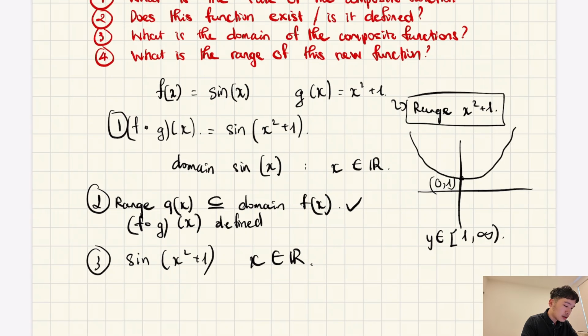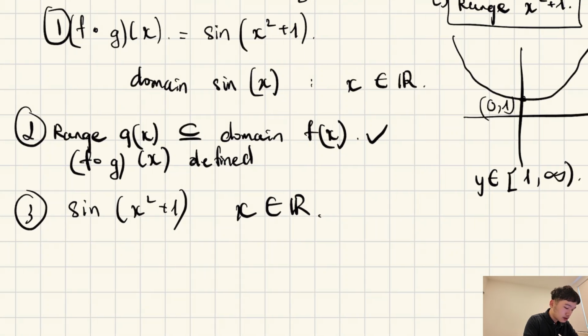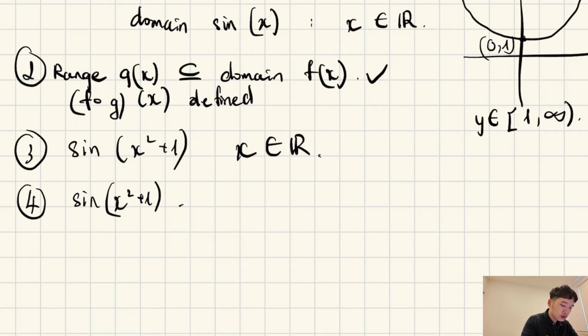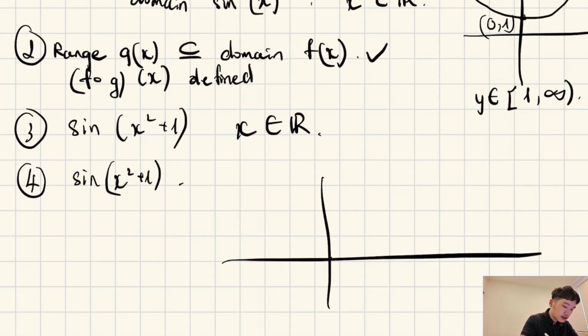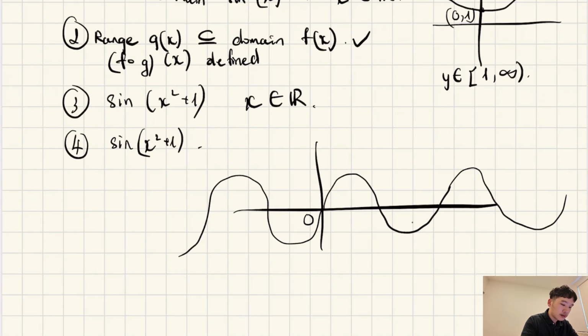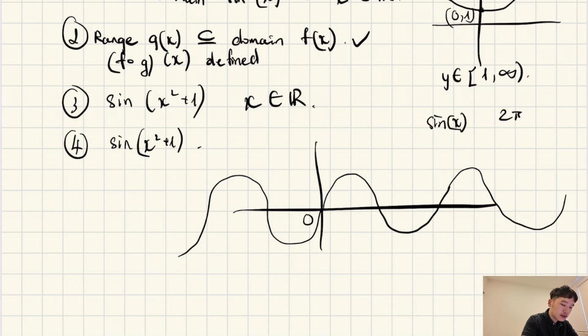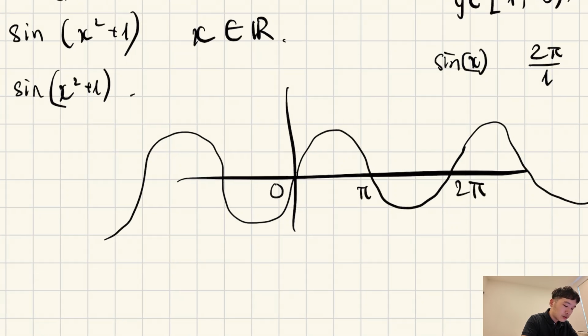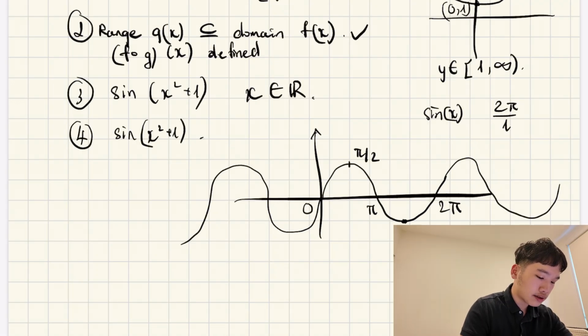And then what is the range of this new function? So the range of sine of x squared plus 1. So we know that normally sine will look something like this, right? And then continue on like that. So we know that, okay, this is 0. If you have sine of x, then our period is 2 pi on 1, which is 2 pi. So 2 pi here, and then we have pi on 2, right? The normal sine graph will look like this.